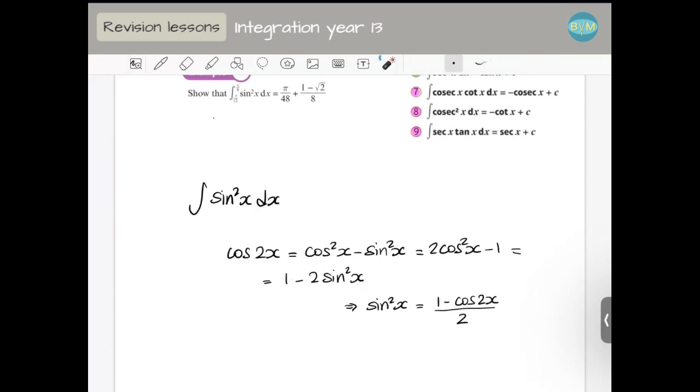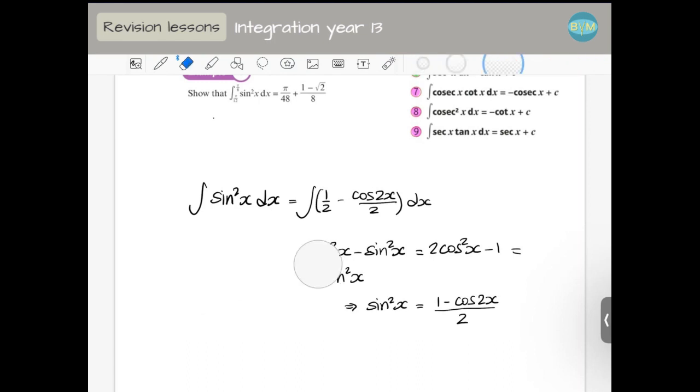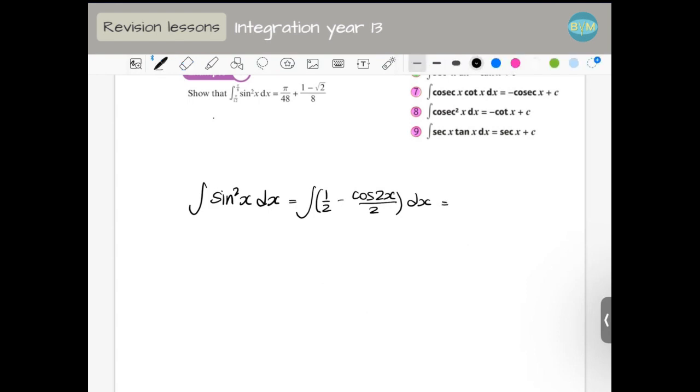And I know how to integrate this one. So I can substitute sine squared by 1/2 minus cos 2x divided by 2. Can you integrate this before I do it, please? 1/2 goes into 1/2 x, and for cos 2x, you have to be careful with the coefficients.